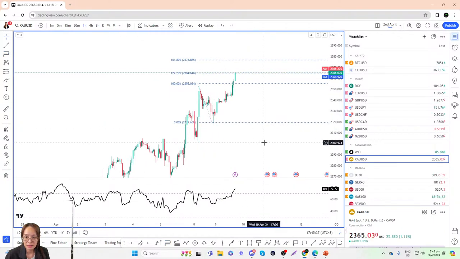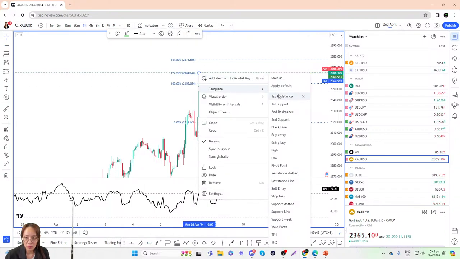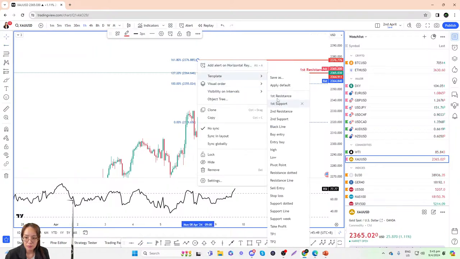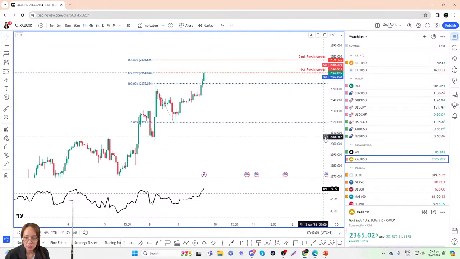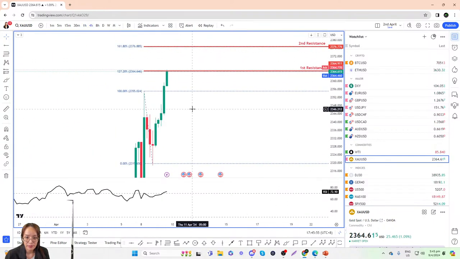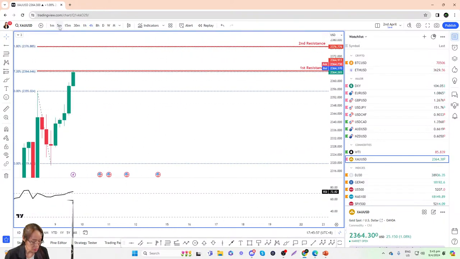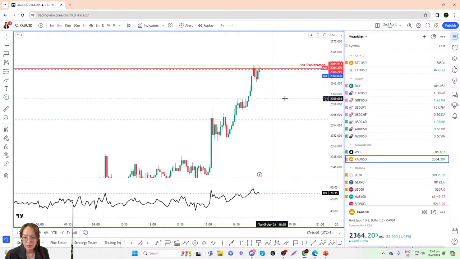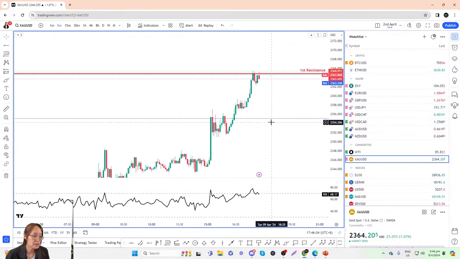Okay, now gold is at extension 127. So basically this is my first resistance for gold. Because now it's at an all-time high, I don't know where it will stop, so I just use extension to refer to my first resistance. You can see here, go to the lower time frame, you can see the rejection right here. So price may pull back from this level.